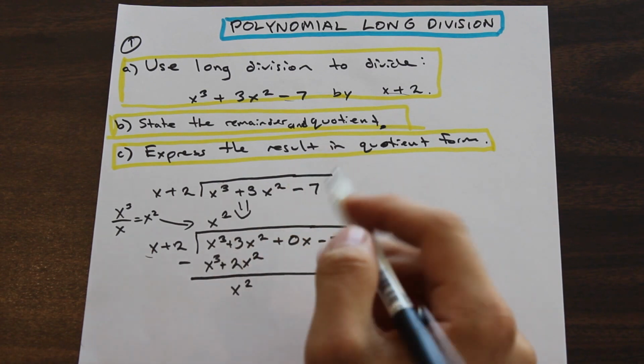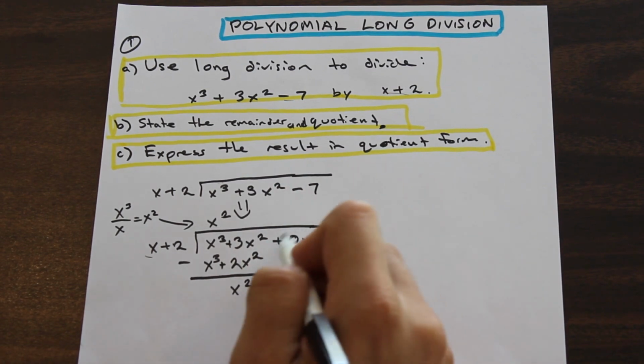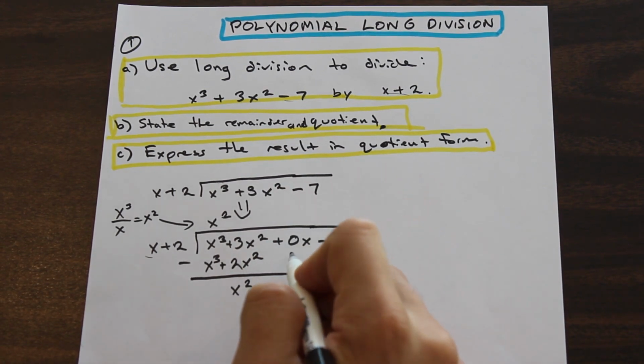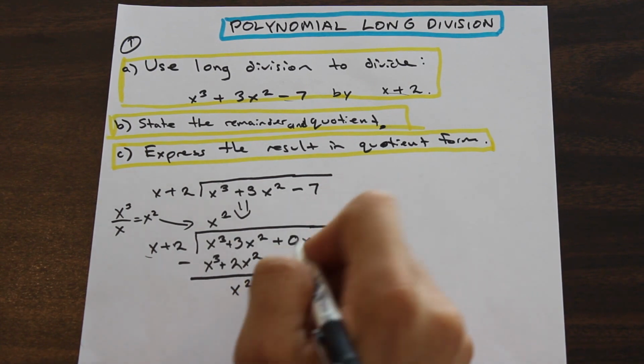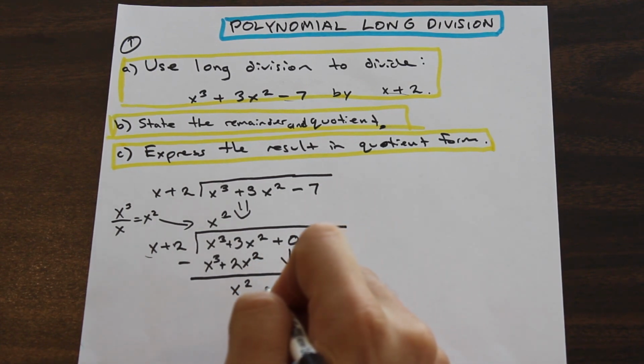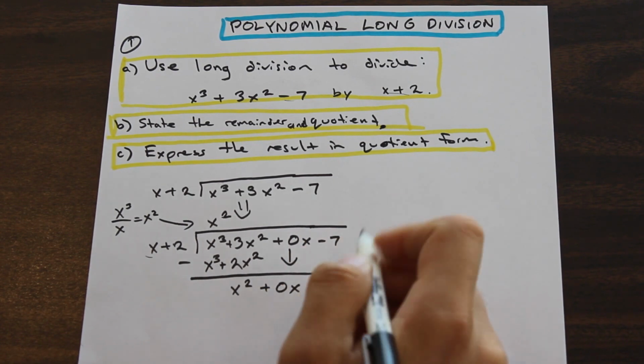Then we're going to bring down this term. It's just like long division with numbers, except it's with variables and polynomial functions now. So we're going to bring this down, and that's going to be plus 0x.